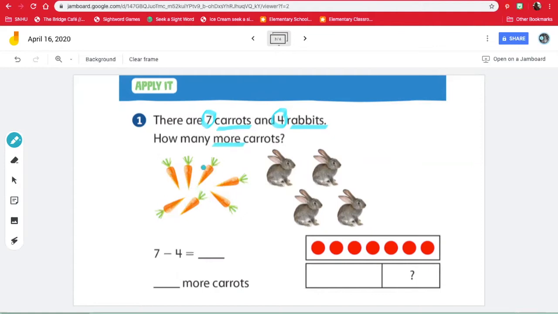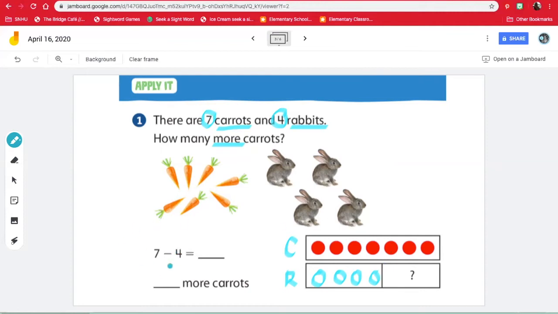So here we have our 7 carrots, and here we have our 4 rabbits. If we look over here, we have 1, 2, 3, 4, 5, 6, 7. So this must represent the carrots because there are 7 carrots. I'm going to write a C for carrots, and down here would be rabbits. So we need to draw 4 circles to resemble the rabbits. So we have 1, 2, 3, 4.